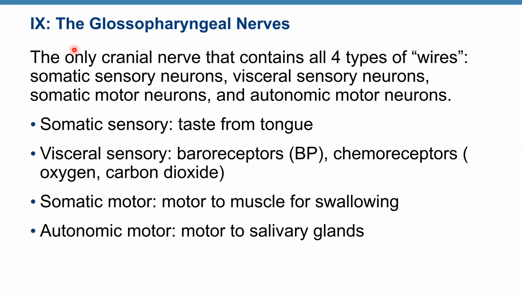Glossopharyngeal nerve, number 9. This is the only cranial nerve that contains all 4 types of fibers: somatic sensory, visceral sensory, somatic motor, and autonomic motor. It brings the taste from the tongue, information from baroreceptors about blood pressure, and chemoreceptors about oxygen and carbon dioxide concentration in your blood plasma. And it has a motor function for swallowing and motor function for salivary gland secretion.